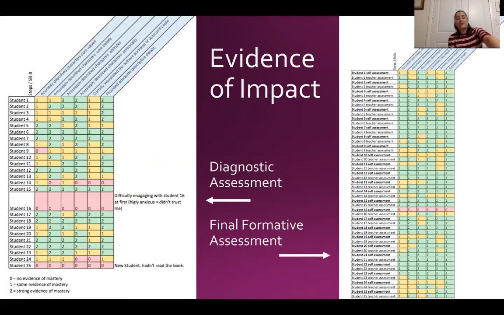So obviously we've got our diagnostic assessment that we looked at in the first half of the first part of the video. And then I did this as a final formative assessment tracking strategy. So rather than it just being about me and what I thought, I wanted to get the students' understanding of how they felt they had progressed throughout the semester. Oh, not the semester, 4 weeks.